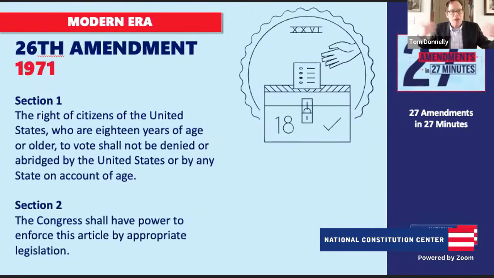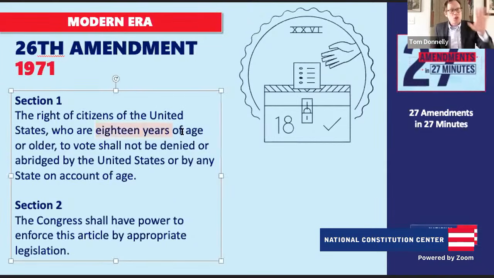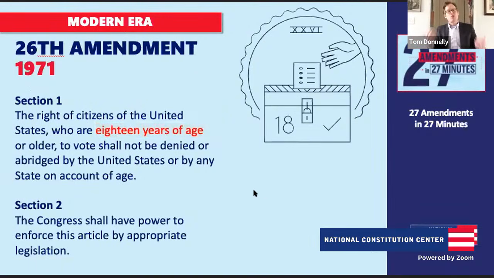Before the ratification of the 26th Amendment, most states set their voting age at 21. With the 26th Amendment, we say, no, we think it should be 18. Why? Well, this is taking place during the Vietnam War. And so many people reach the conclusion, if you are willing to sacrifice for your country at the age of 18, you should be able to vote too.